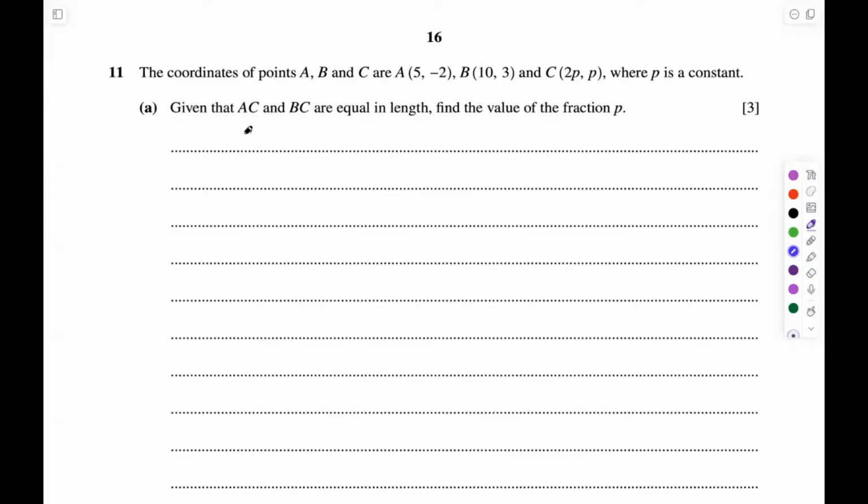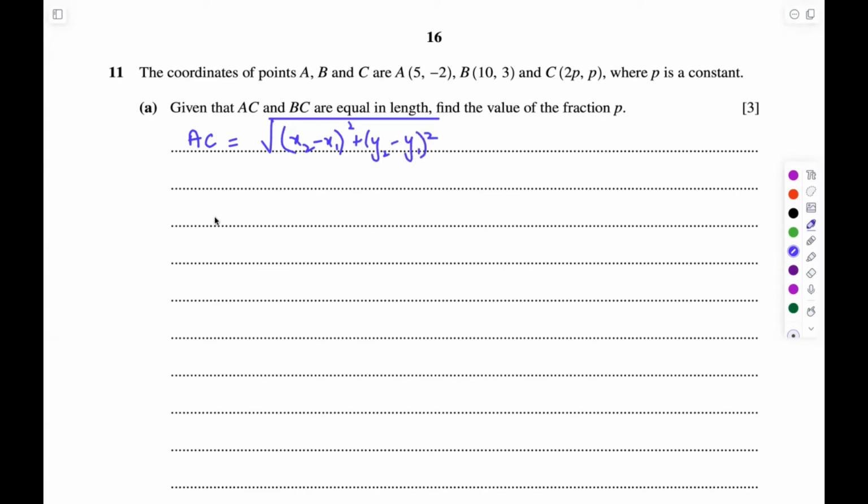In question 11, the coordinates of A, B, and C are given as A (5, -2), B (10, 3), and C (2p, p), where p is a constant. In part A, it says that given that AC and BC are equal in length, find the value of the fraction p. We'll apply the distance formula to both AC and BC. The distance formula is square root of x2 minus x1 whole squared plus y2 minus y1 whole squared.